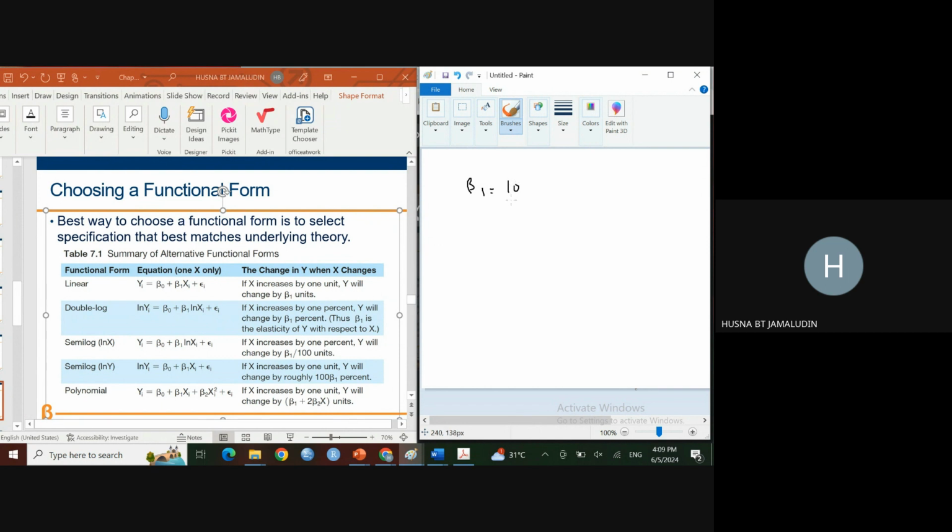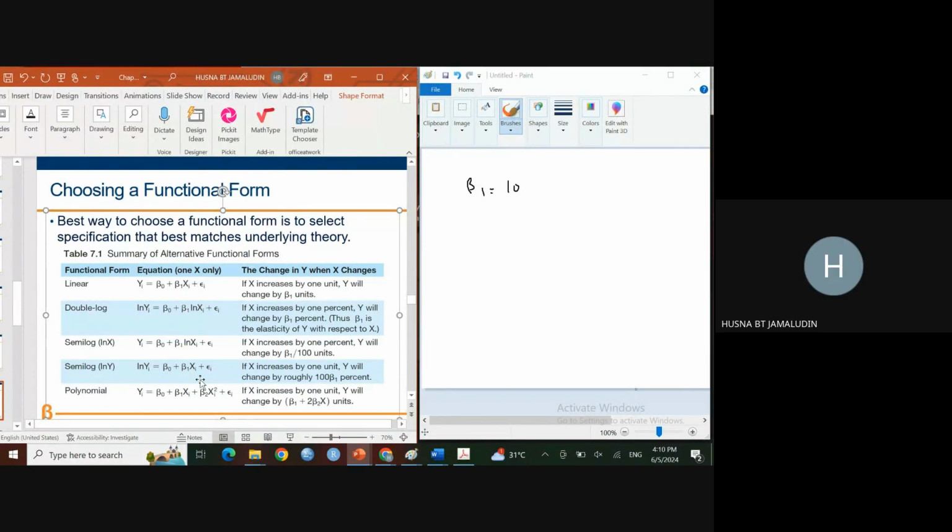If x increased by 1 unit, so this is your x, if you can see my cursor. Can you see my cursor? I cannot see my cursor. Can you see my cursor? Yes? Okay. Cannot. Yes, Manda, yes.